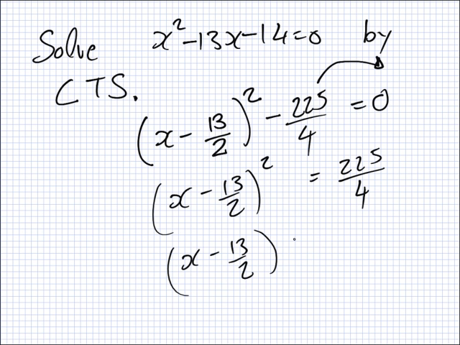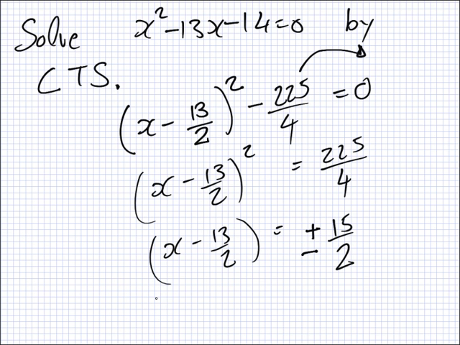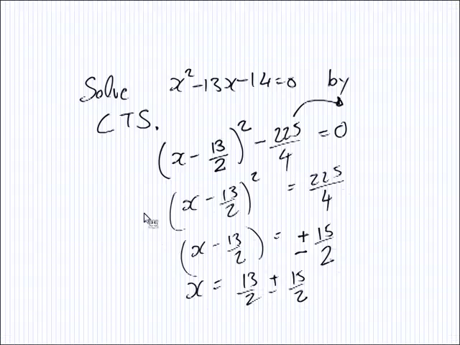Square root. Okay, so I think 15 over 2 plus or minus. No, that plus or minus wasn't me asking you a question. That's me telling you it's plus or minus. Okay? So we have x equals 13 over 2 plus or minus 15 over 2. Let's do the plus first.